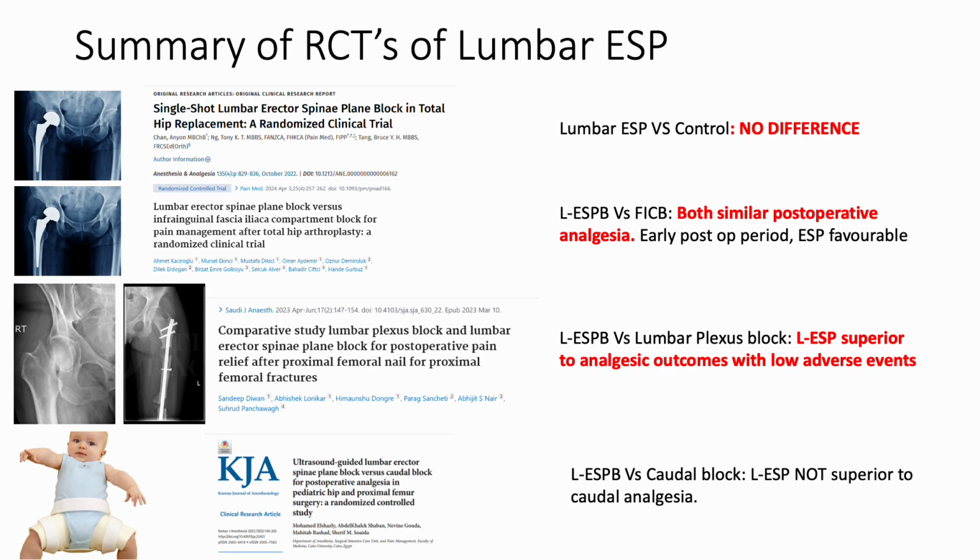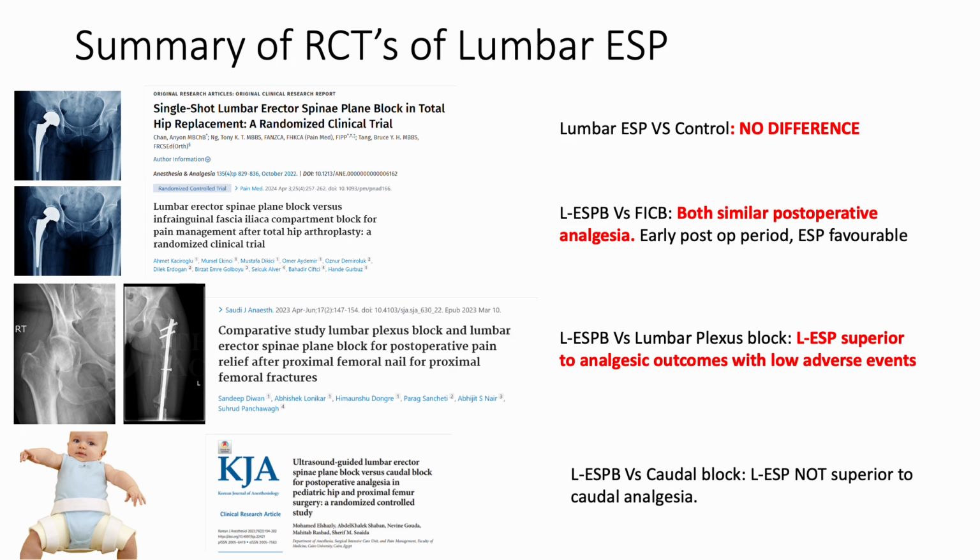This is a summary of all the randomized controlled trials of lumbar ESP block in hip surgeries. In the first trial by Agnon et al., where single shot lumbar ESP block was compared with the control group who received multimodal analgesia for total hip replacement, this study showed that lumbar ESP block did not provide a significant difference in the postoperative opioid use or pain scores. Lumbar ESP was similar to the control.